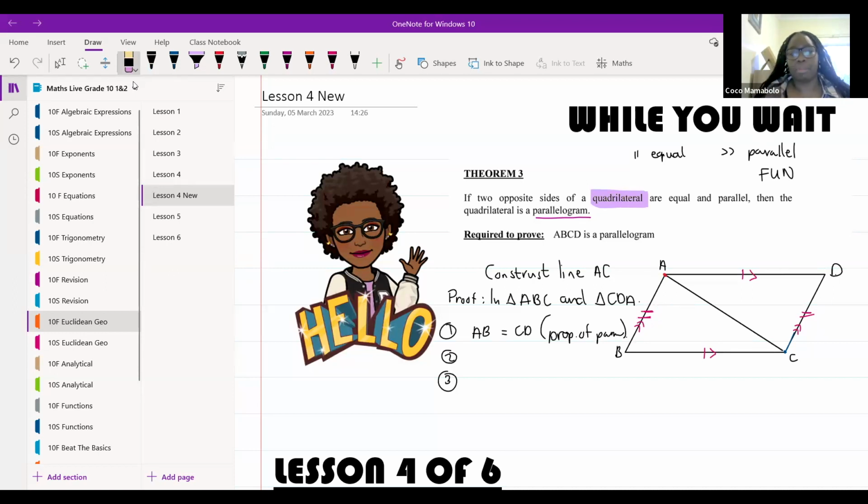Anyone? Remember, look at the lines. Correct, yes, 100%. Okay, so we can tell from here, because these two have lines, those two also have lines in this direction. So that means that AD is equal to BC. And that is also the properties of a parallelogram.